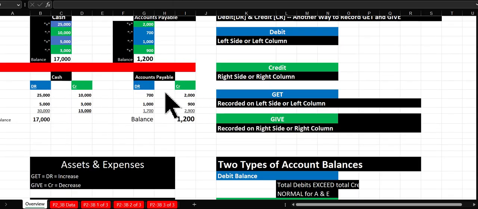Again, you can see that from this example. So if I were to record another credit here, then it would increase this from 1200 by, let's say, another 300. It would be 1500. On the other hand, if I did a credit here for the cash, it would decrease this. If I made a credit for 300, it would decrease this from 17,000 to $16,700.